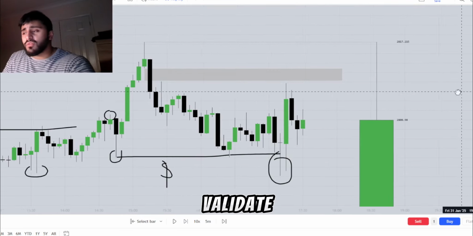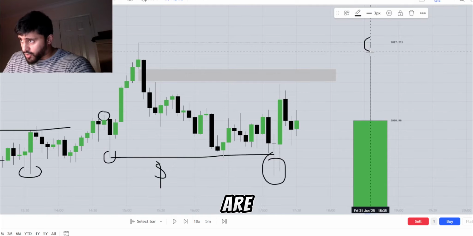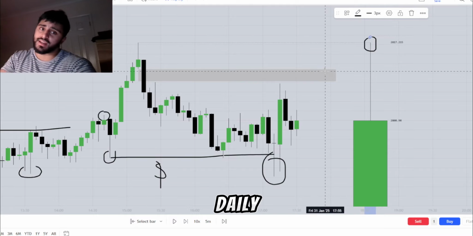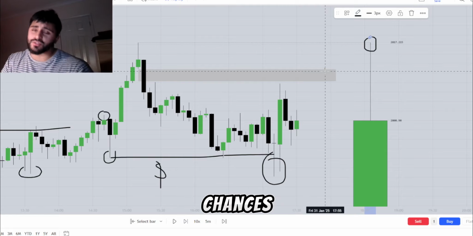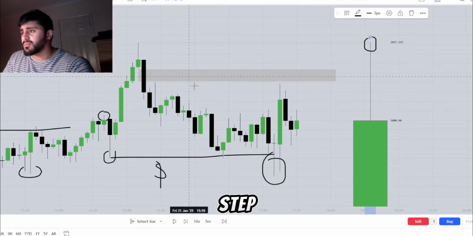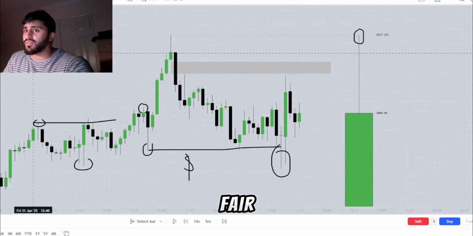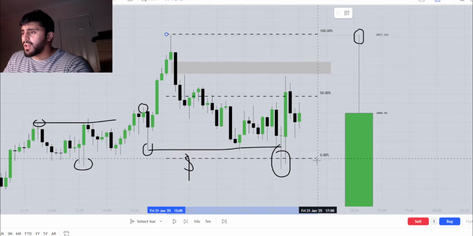So how can you validate your fair value gaps? Well, there are a few ways. The first is to understand we are trying to catch the high of the day. This fair value gap is way above the daily opening. When you want to be selling above the daily opening, it increases your chances of the trade actually working out. So that is step number one. Step number two is we've had a shift of structure to qualify this fair value gap. But step number three, if you look carefully, we have a structural high and we have a structural low.